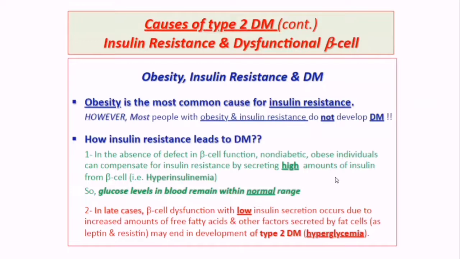Whereas in late cases, over a period of years, beta cell dysfunction starts. Beta cells exhaust, so the insulin production will not be adequate. And this occurs due to the increased amounts of free fatty acids and other factors secreted by the fat such as leptin and resistin. So these may end in the establishing of type 2 diabetes.